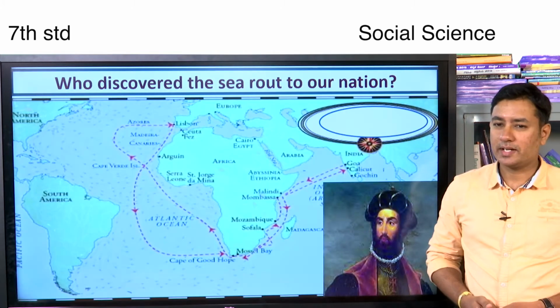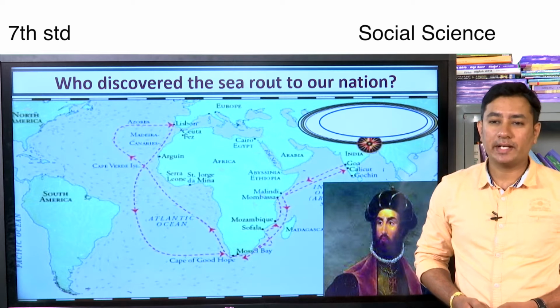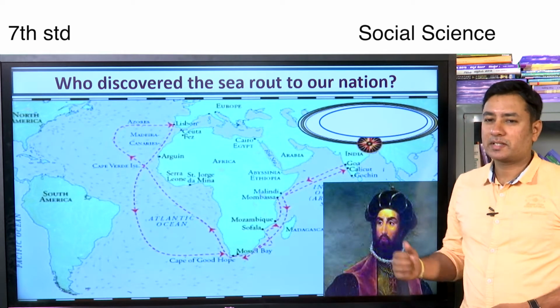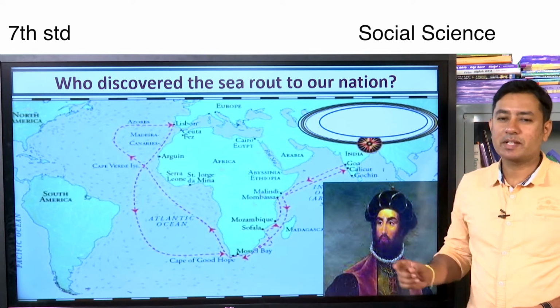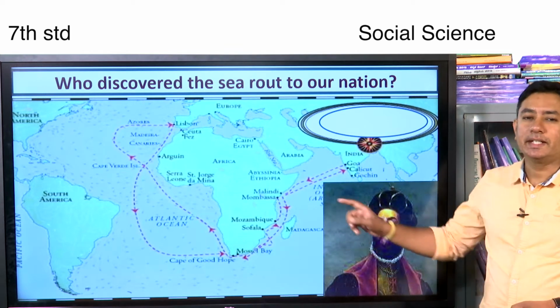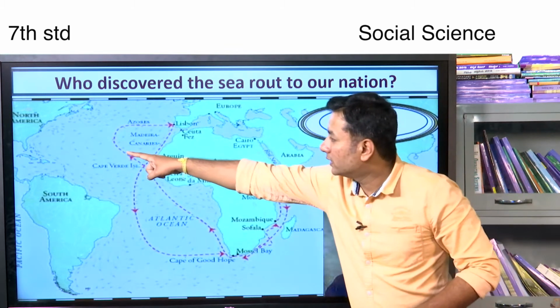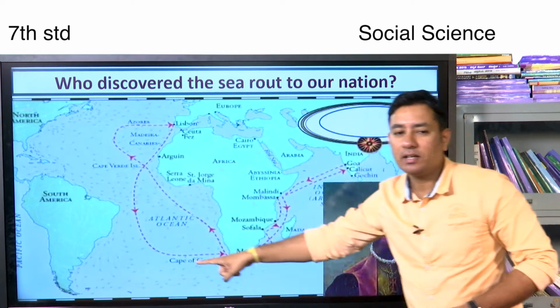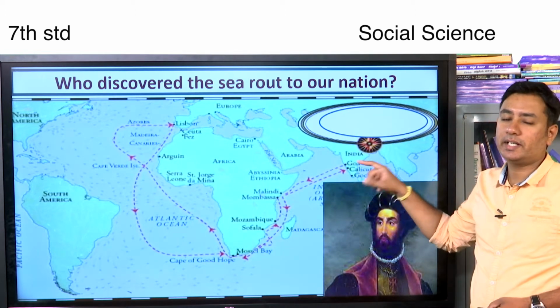Do you know, children, who discovered the sea route to India? See, here is the picture you can identify. His name is Vasco da Gama. See, he started his sailing from far away from India and finally he reached India here.